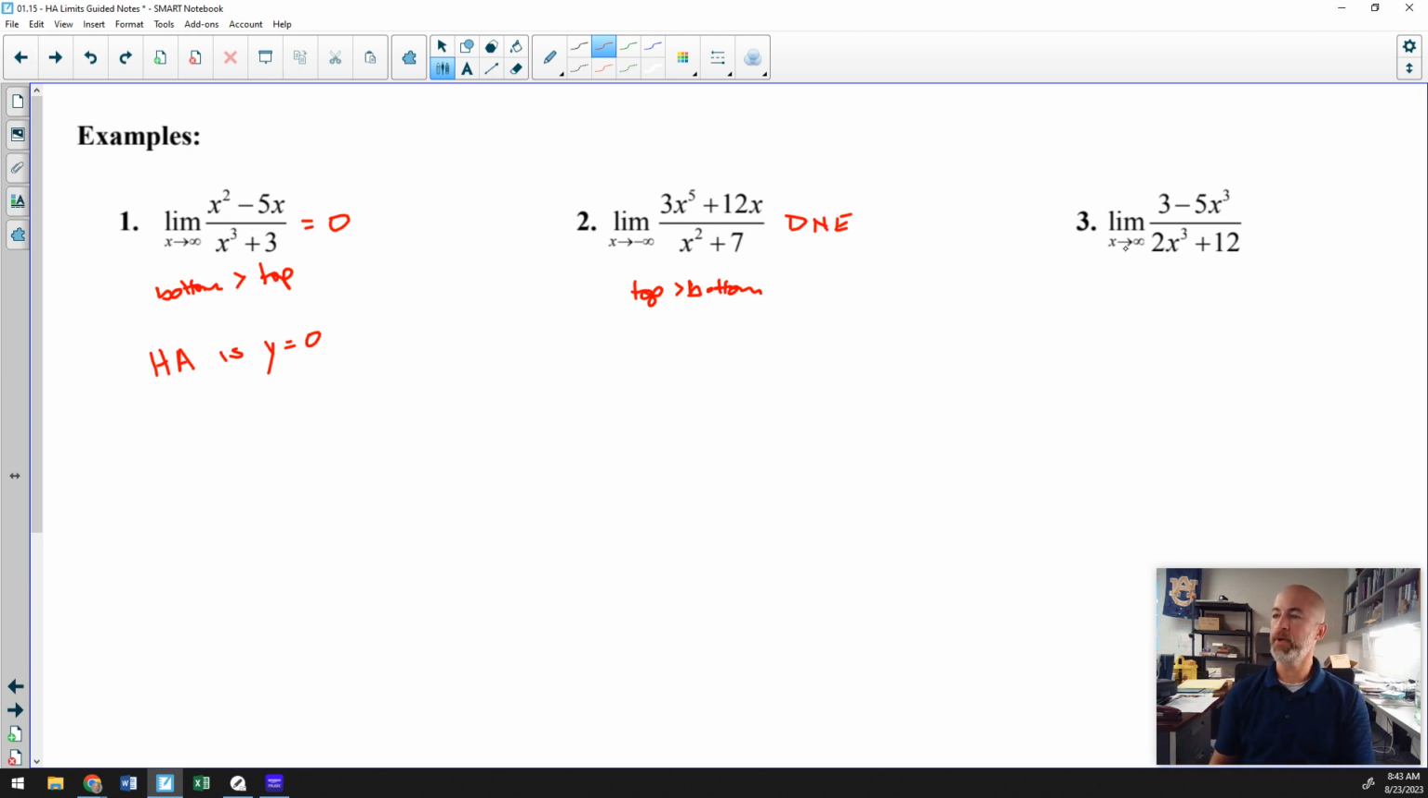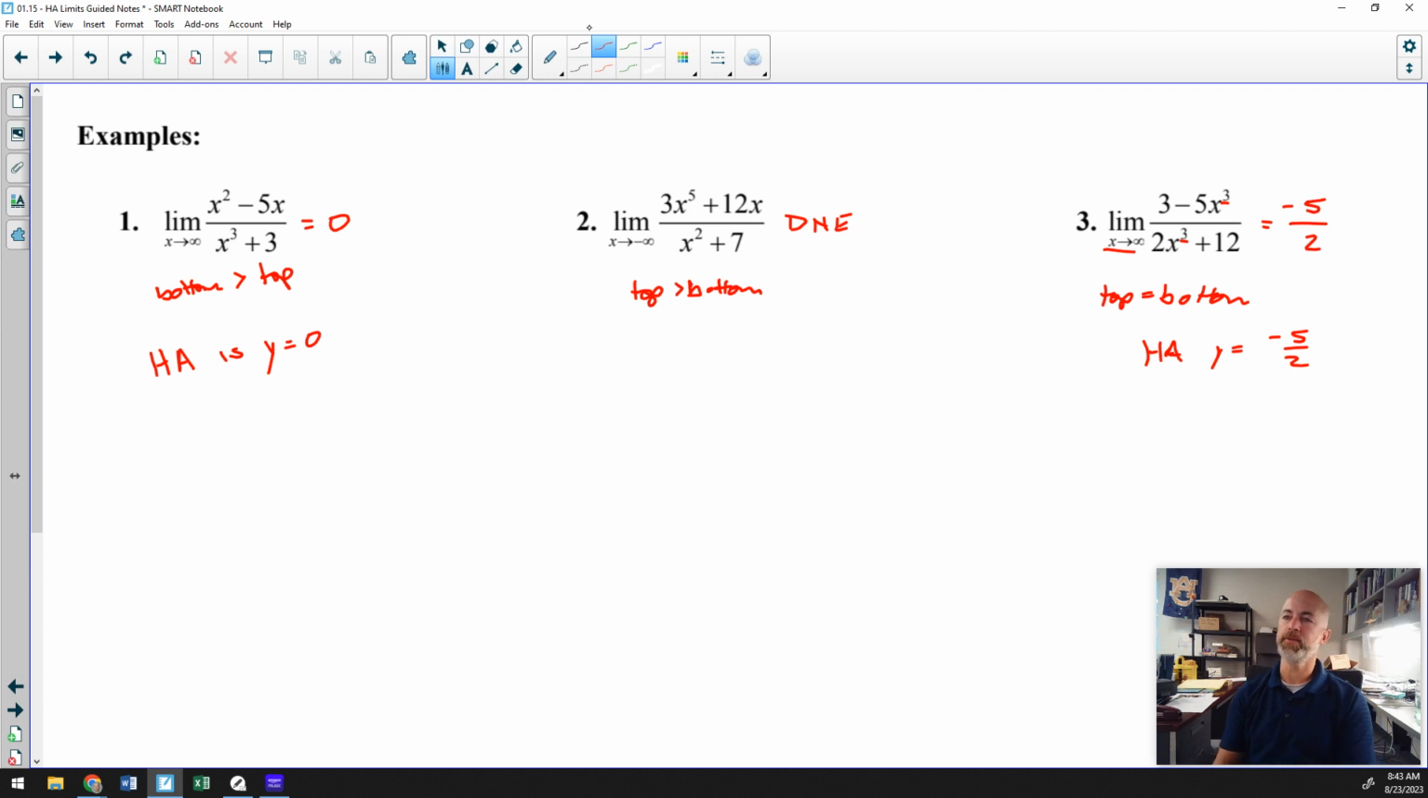Let's knock out number 3. X goes to infinity. My degree on top is 3. My degree on bottom is 3. Those are equal. So if the top is equal to the bottom, you divide the leading coefficients. And the leading coefficients in this case are negative 5 in front of the x cubed and 2 in front of the x cubed down here, which means your horizontal asymptote would be the equation y equals negative 5 halves.